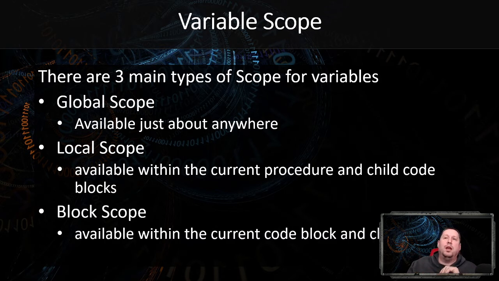Okay, and then block scope is a variable that's defined within a block of code, not necessarily a procedure, but a block of code. And that has block scope, which means it's only available within that small block segment. So when that segment of code is complete, that variable is no longer available. And we'll show you that by example.